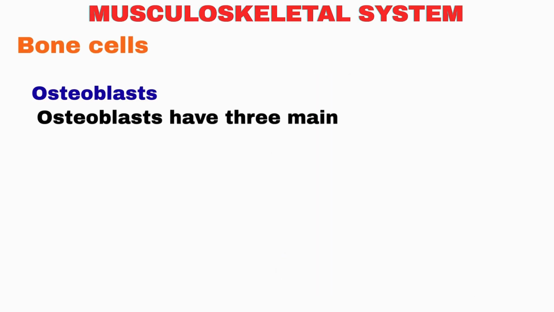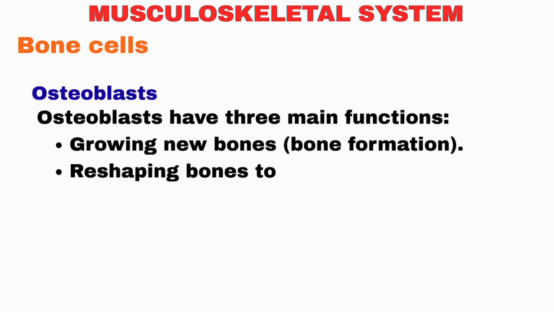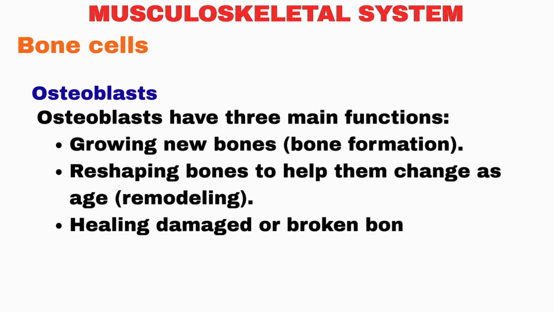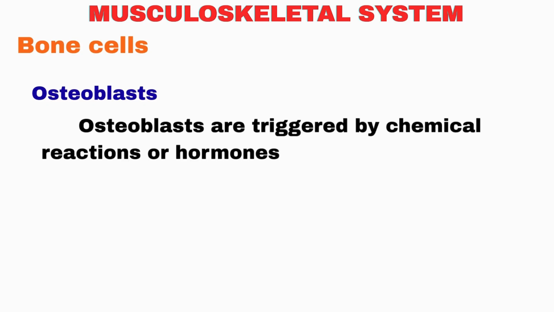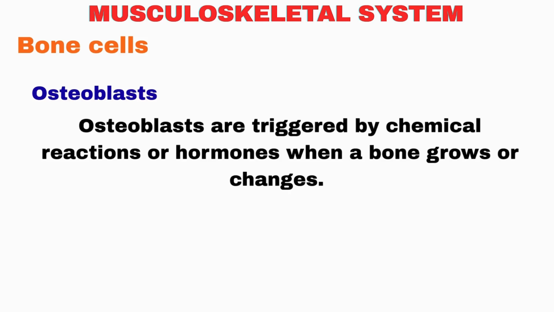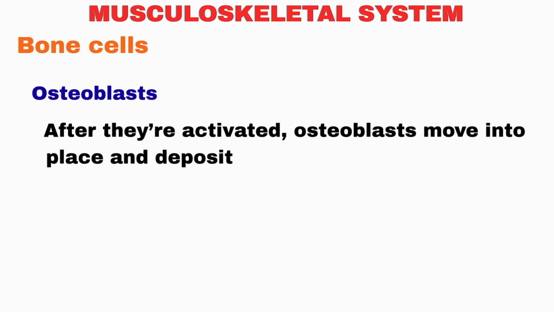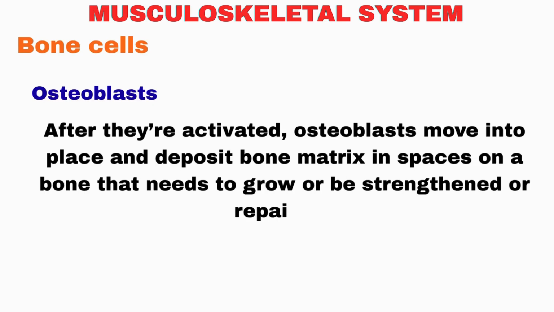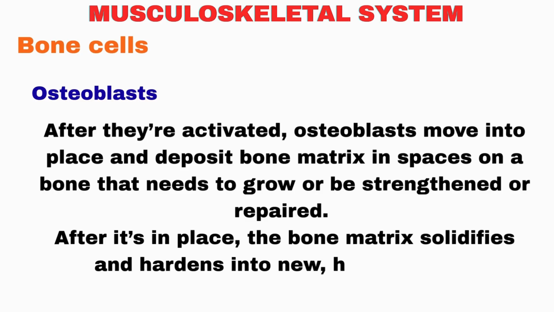Osteoblasts have three main functions: growing new bones, that is bone formation, reshaping bones to help them change as the age grows, and healing damaged or broken bones. Osteoblasts are triggered by chemical reactions or hormones when a bone grows or changes. After they are activated, osteoblasts move into place and deposit bone matrix in spaces on a bone that needs to grow or be strengthened or repaired. After it is in place, the bone matrix solidifies and hardens into new healthy bone.